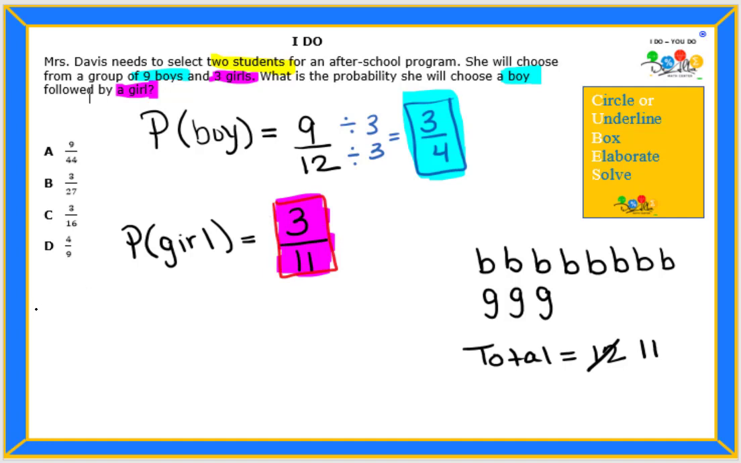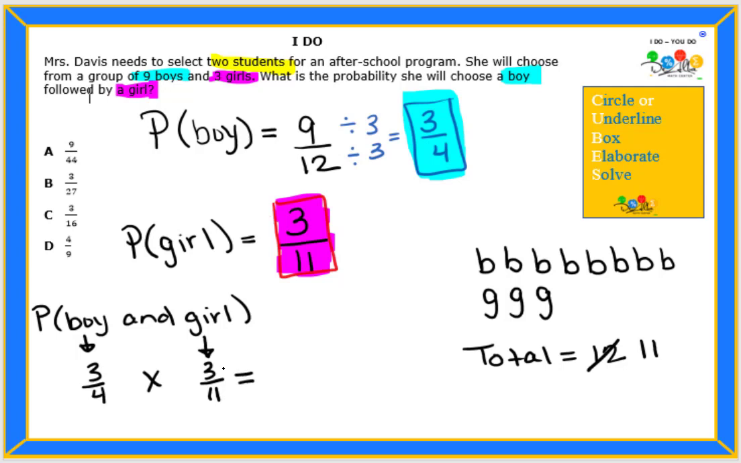And now we're going to find the probability of selecting a boy and then a girl. So remember, we're going to take our probability for boy, which was 3/4, and the probability for girl in the second pick, which was 3/11, and we're going to multiply them. So 3 times 3 is 9, and 4 times 11 is 44.